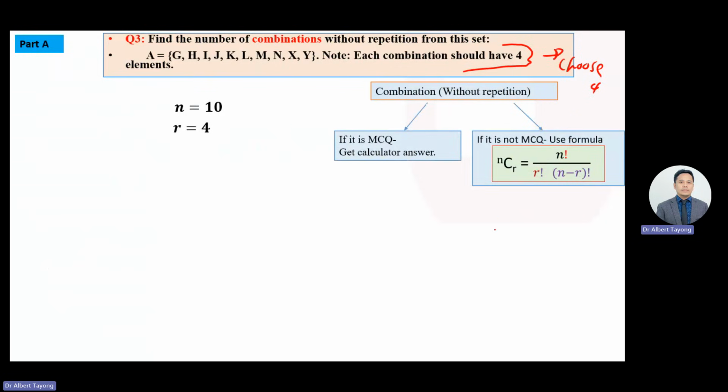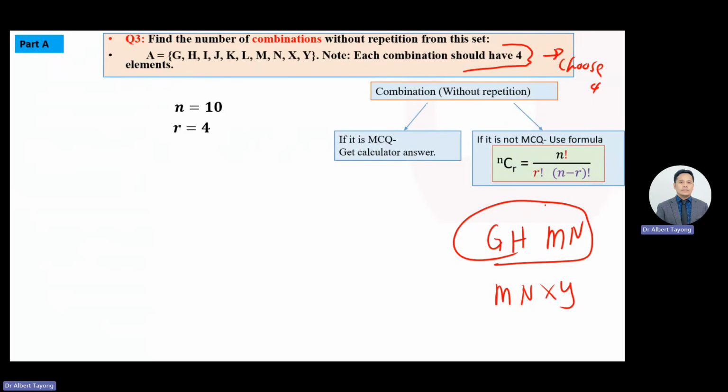An example of this is GHMN. Okay, there are 4 elements here, or it could be MNXY. But the order is not important because it is combination. So when you say GHMN, it is equal to GMNH because order is not important. So using the formula, we have 10 factorial over 4 factorial times 6 factorial, that is n minus r factorial. 10 minus 4 is 6.